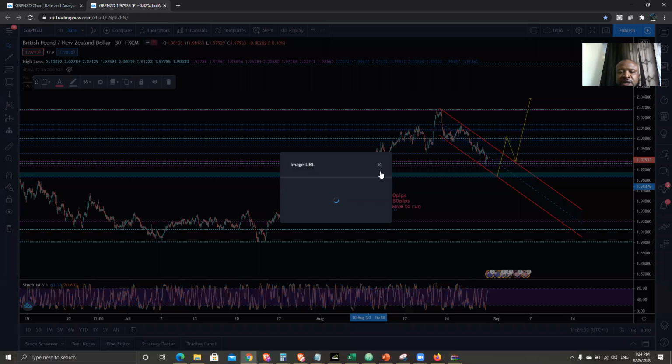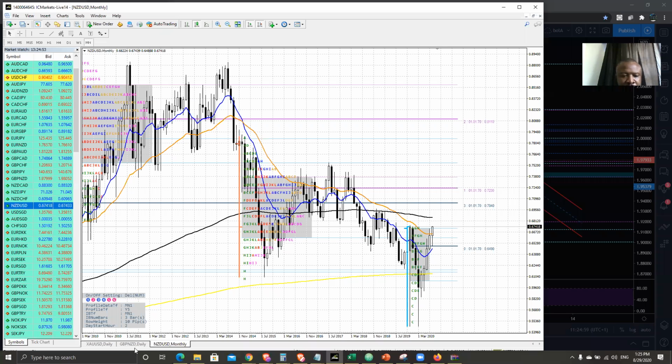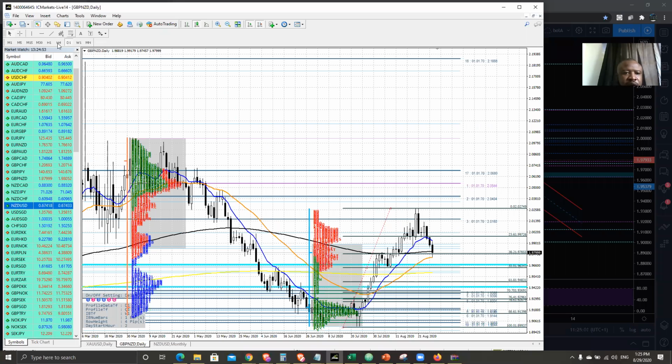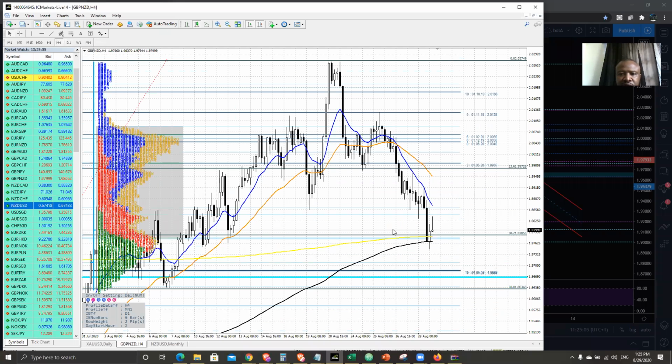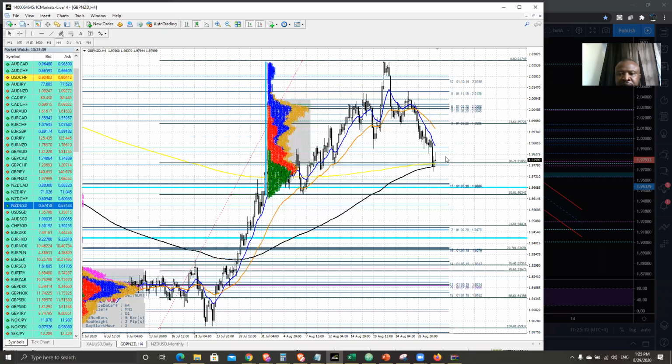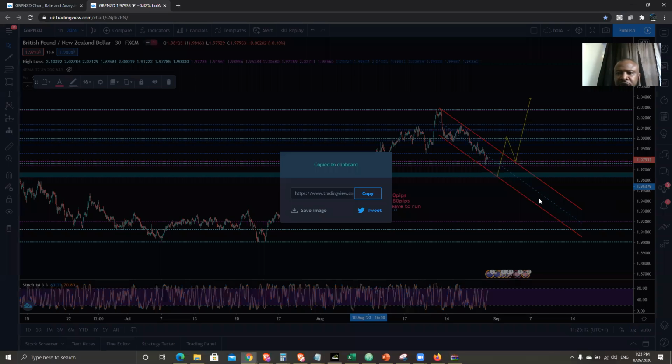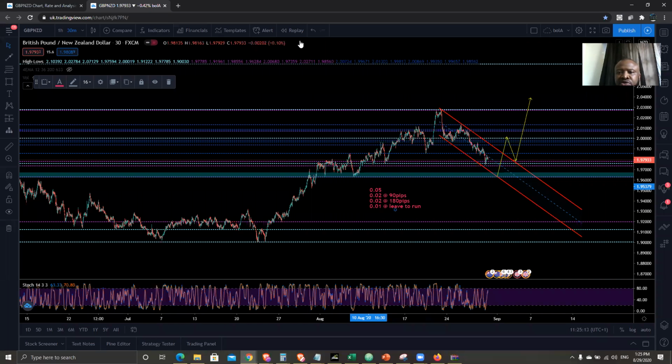So interesting scenario coming up on pound New Zealand. Let me quickly check whether that same area is seeing anything on the 4-hour chart. So on my 4-hour chart, however, I'll show you this one in a minute. Let me post this into the group.